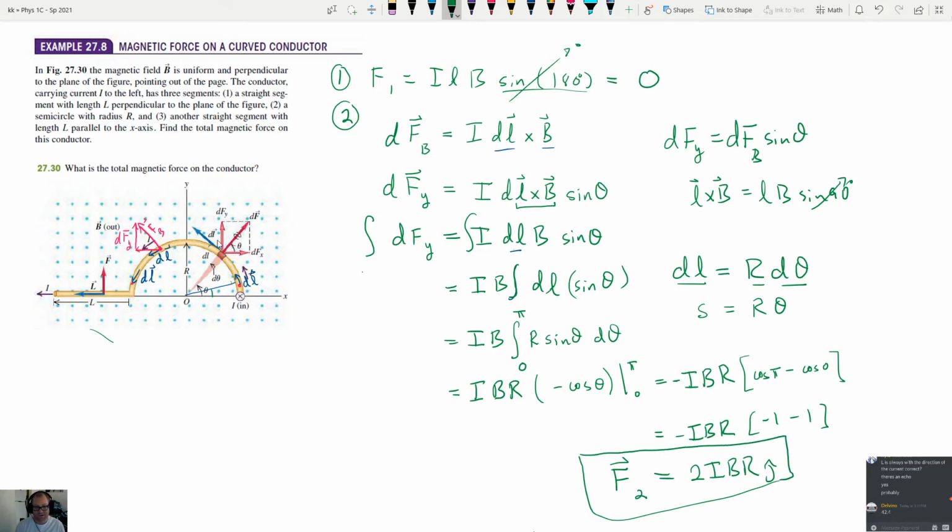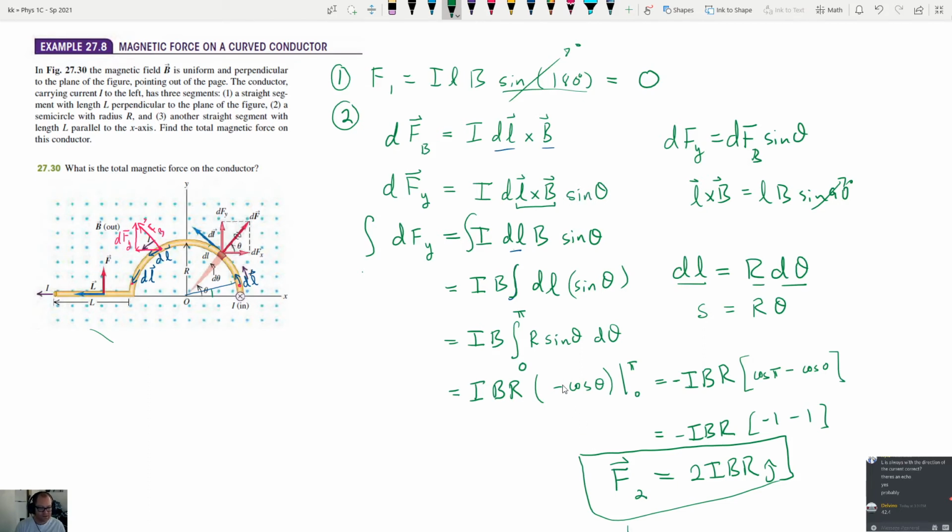And why was it up? Well, it's because we were only looking at dFy's, because all the dFx's cancel. Now, if you'd like to, you could go through and use calculus to prove that the dFx's cancel by writing dFx is equal to I dL B cosine theta, and then also integrating.